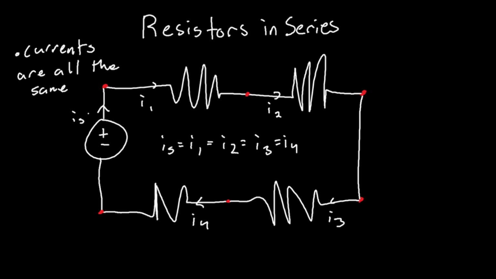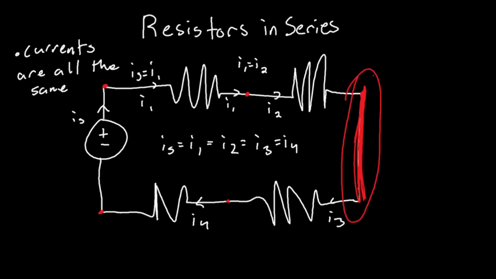Let's go ahead and use KCL. Well, there's only one current going into this node and only one current going out. So I of S is equal to I of 1 at this node. And in this node, I of 1 is going in and I of 2 is going out. It's only one going in and one going out, therefore they equal each other, and so on. Oh, shoot. I put a node here. This is wrong. There's a node along this entire back section of your circuit.